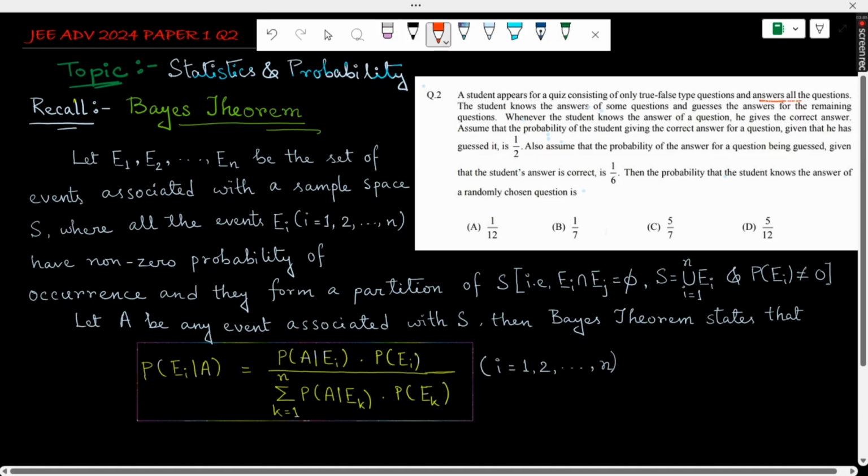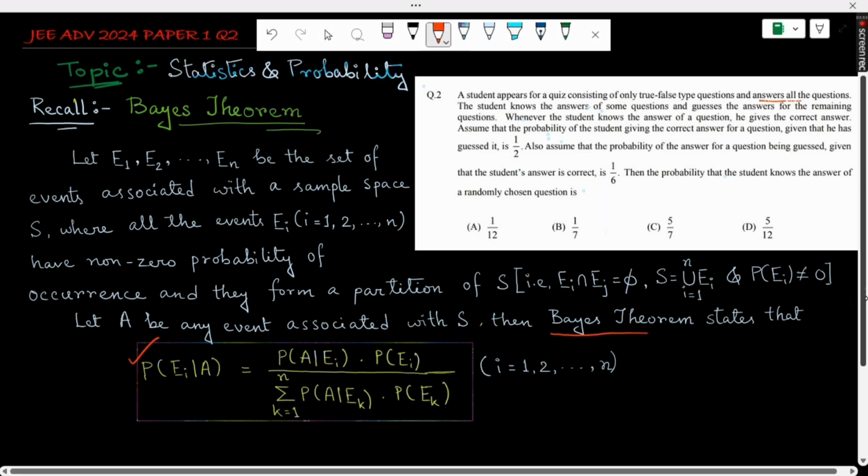Now let A be any event associated with the same sample space S. Then Bayes theorem states that probability of Ei given A is equal to probability of A given Ei into probability of Ei by summation of probability of A given Ek into probability of Ek, k runs from 1 to n.